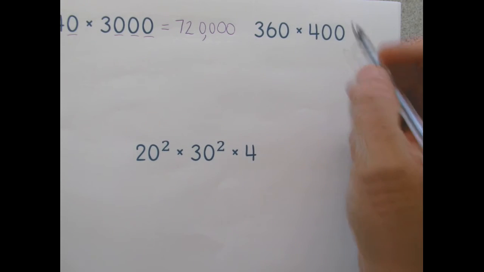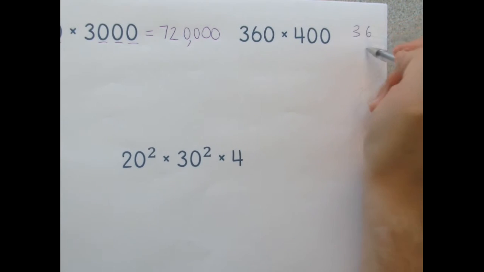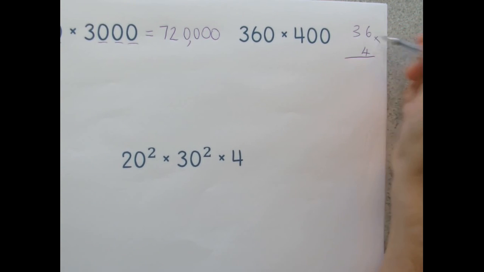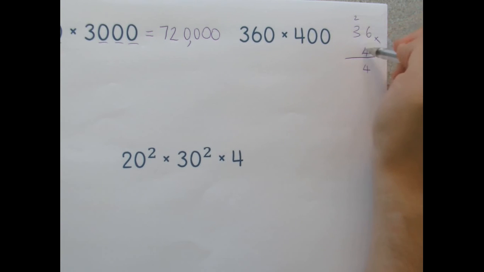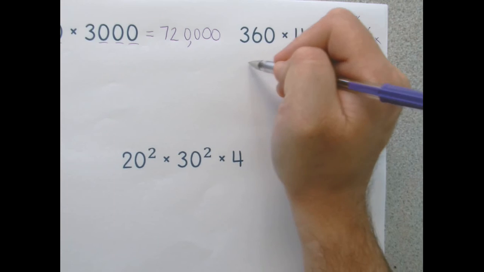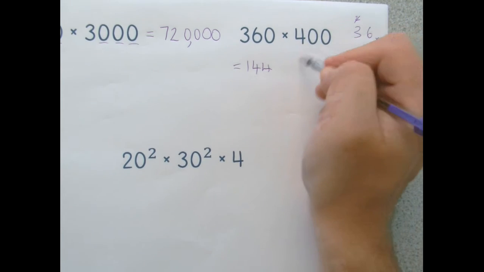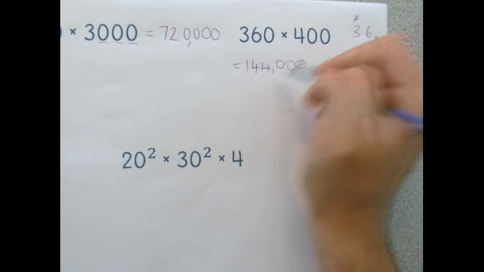This one then, 360 times 400. Well, again, ignore the zeros, just do 36 times 4. Maybe I'll work that calculation out here. 6 times 4 is 24, so 4 carry the 2. 3 times 4 is 12, plus that 2 is 14, so 144. And then we've got these 3 zeros, so 144,000.